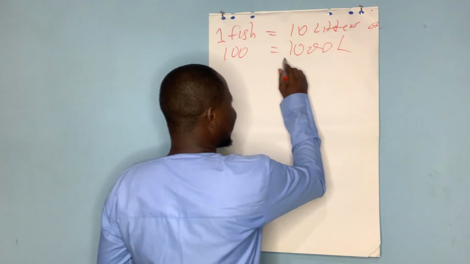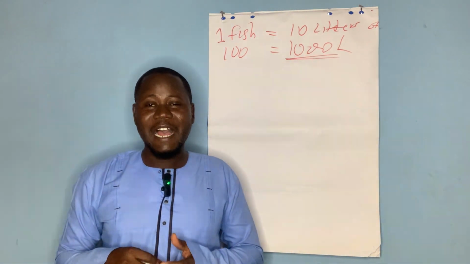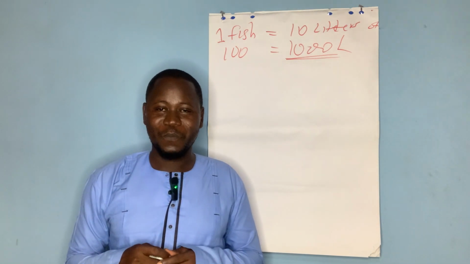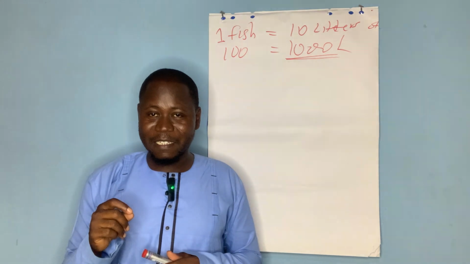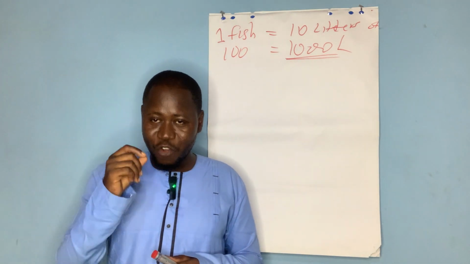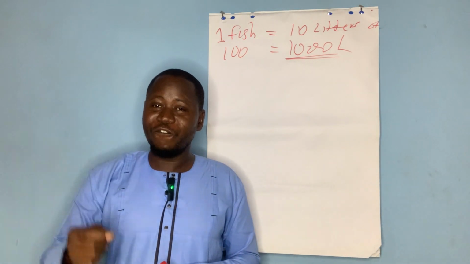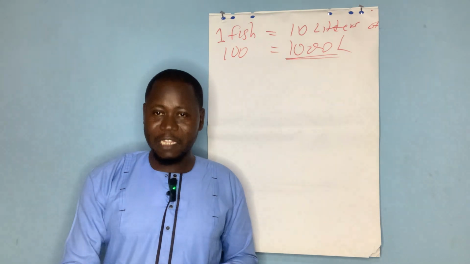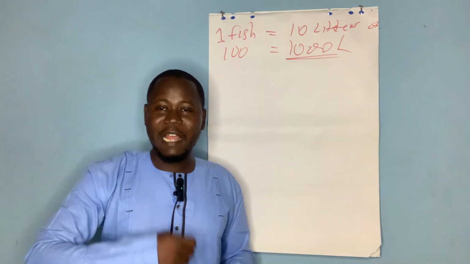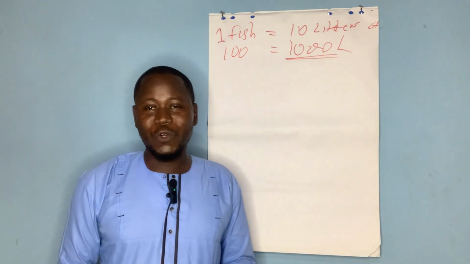How do you arrive at the conclusion that your pond is 1,000 liters? That is where the problem lies. So before you are able to know the stocking density of your pond, or before you can calculate that, you first of all have to calculate the volume of the water in your pond. After knowing the volume of the water, you can then use that volume, especially in liters, to know the quantity of fish to stock.